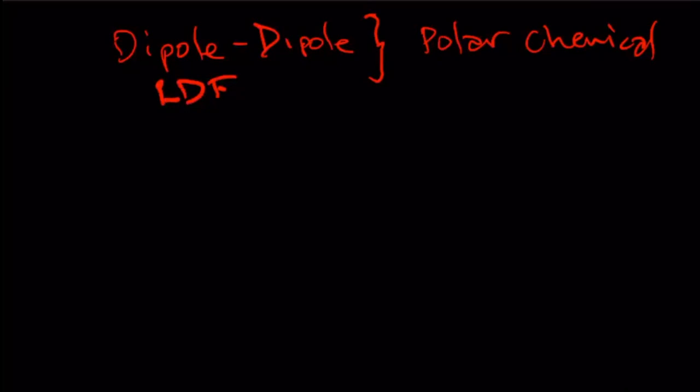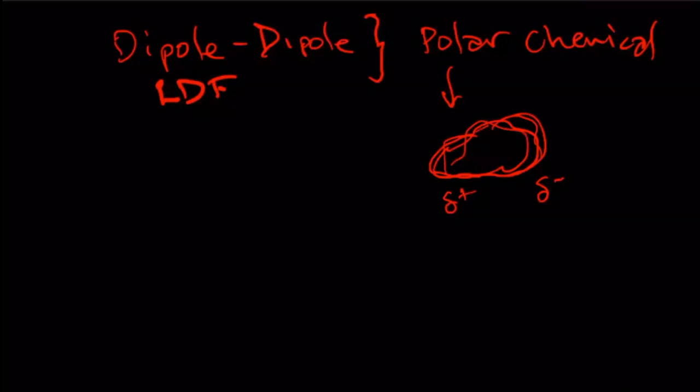But the way dipole-dipole works is that if you're polar, then your electron cloud is going to be distorted. One part of the chemical is going to be, say, partially positive. The other part is going to be partially negative. And the part that's partially negative is going to be the side that's drawing the electrons towards itself.